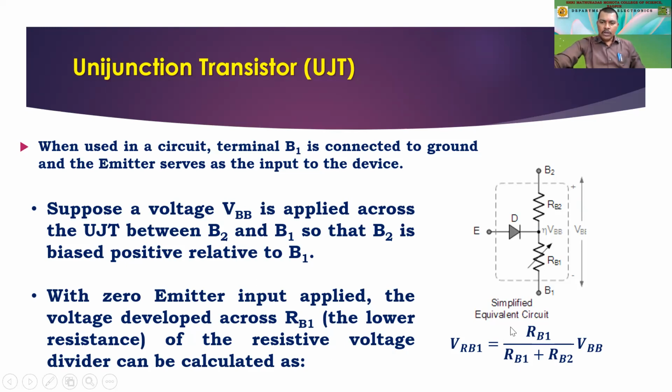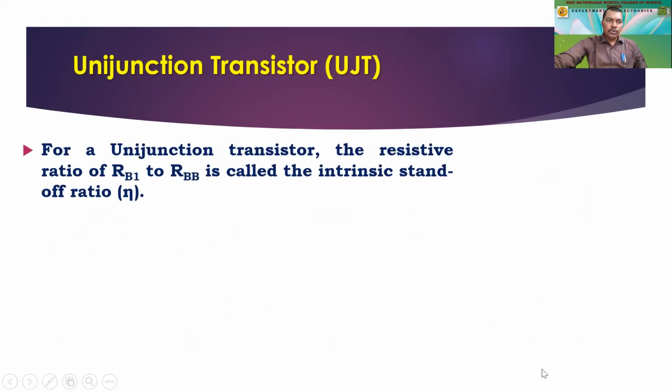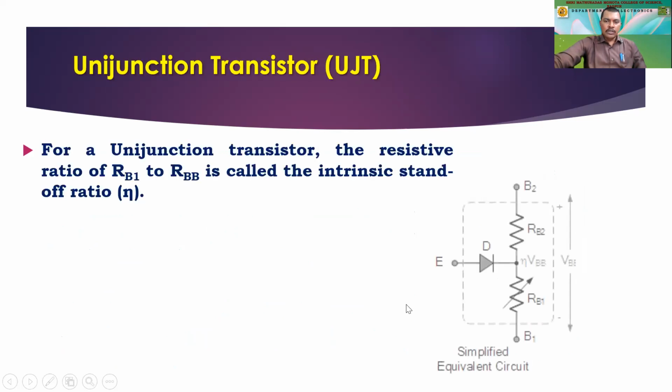And this ratio RB1 by RB1 plus RB2 is taken as eta. So for a unijunction transistor, the resistive ratio of RB1 to RBB is called the intrinsic standoff ratio. That is eta. Eta is RB1 by RB1 plus RB2.